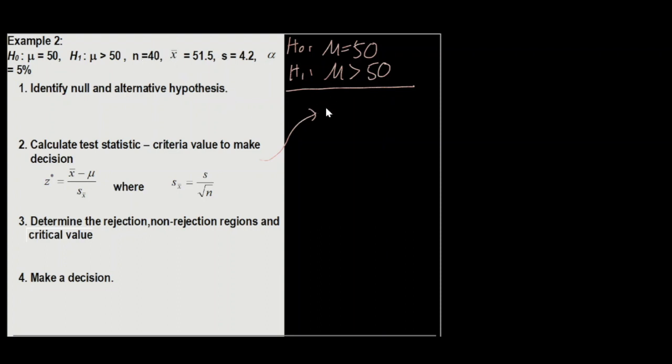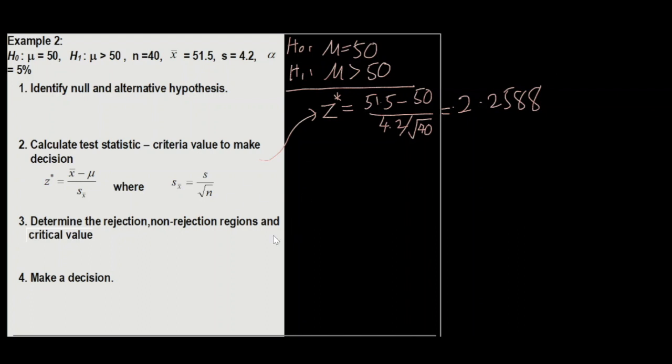Sample size is large, so we'll be using the standard normal distribution, Z star equals X bar, 51.5, minus mu, 50, over sigma X bar. Now, in this case, sigma is not provided, you only have the sample standard deviation. So we'll be using that: 4.2 divided by square root of n, square root of 40. And your test statistic is 2.2588.